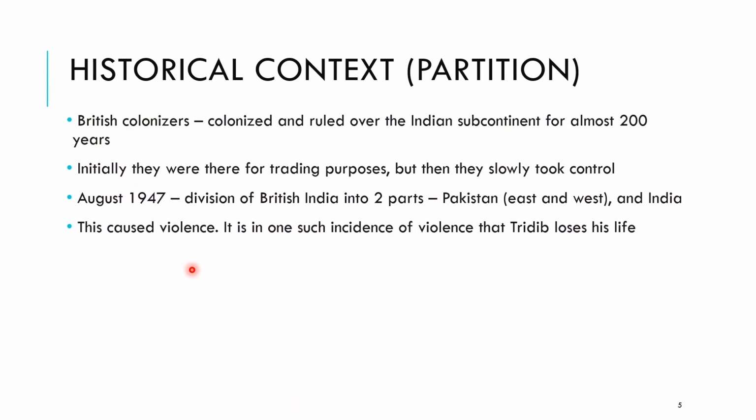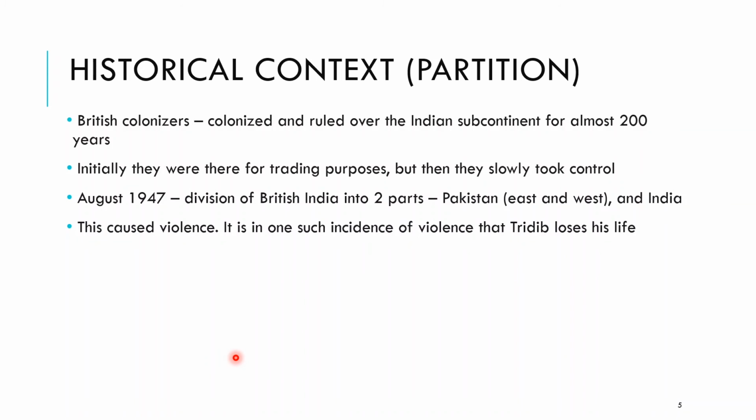Alright, so at the beginning of this video, I told you that history is there, but it's always in the background. So, what is going on in the background? It's actually partition. To be more precise, it's 1947's partition. I don't want to go too much into history, but long story short, the British colonizers went to the Indian subcontinent in the mid 18th century, and initially they were there for trading purposes, but then they slowly took control and they ended up colonizing and ruling over this part of the world for almost 200 years until the end of World War II.